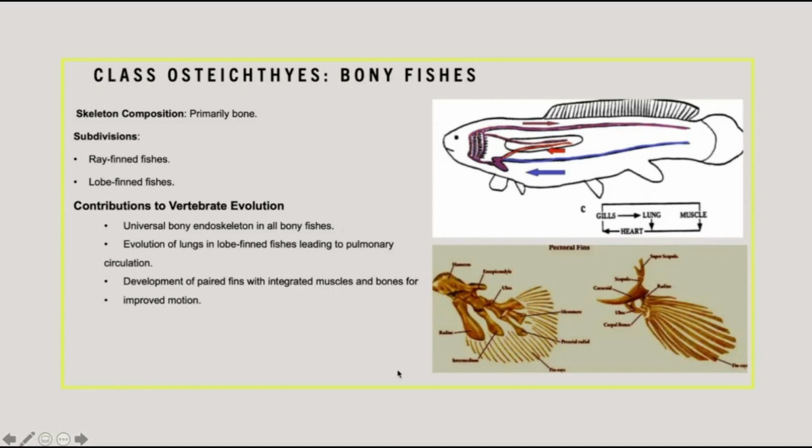Okay. Another thing to mention is that lobe-finned fishes were the first fishes, or the only fishes, to develop lungs, okay? So even though they had gills, they developed lungs. Because they developed lungs, the pulmonary circulation would now start. So that double circulation started for the first time in lobe-finned fishes. They would still use their gills, but they would also be using their lungs.